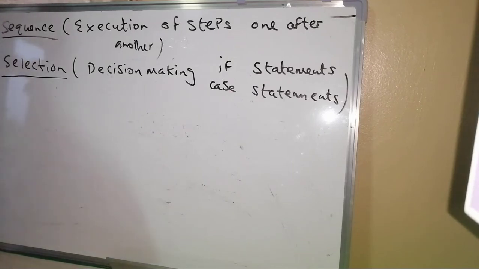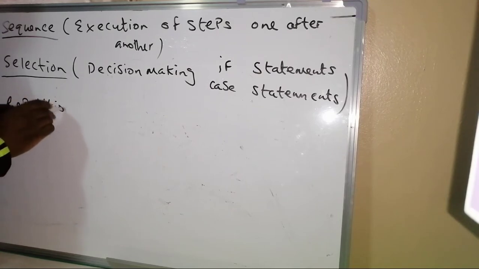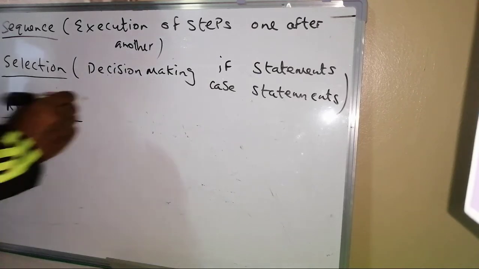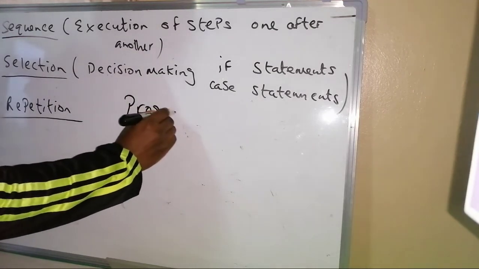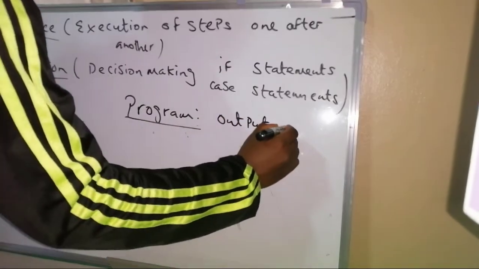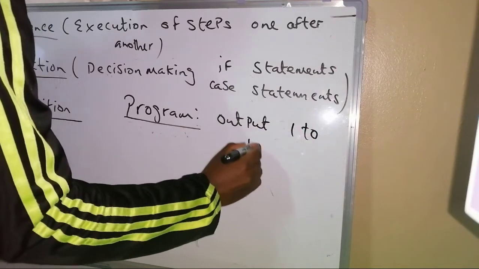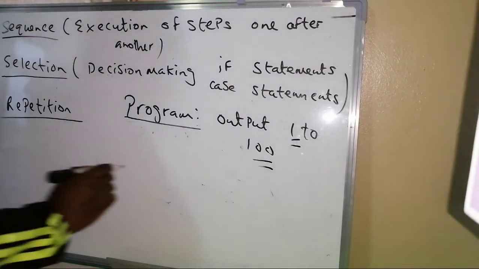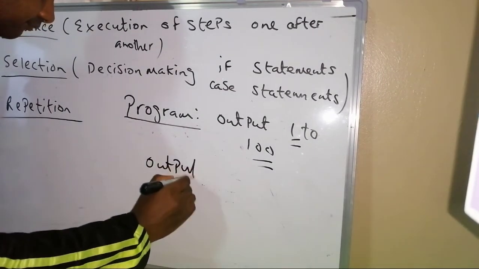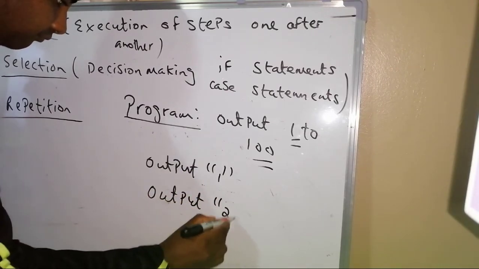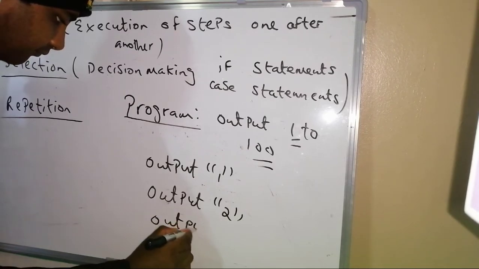Now, to begin the discussion about repetition, let me start with a very simple example to help you understand the concept of repetition. Let's say you have a program that wants to output 1 to 100. That is, on the screen you see number 1 to 100. Now we know that to output a particular number we'll use output 1, then we'll use output 2, then we'll use output 3.